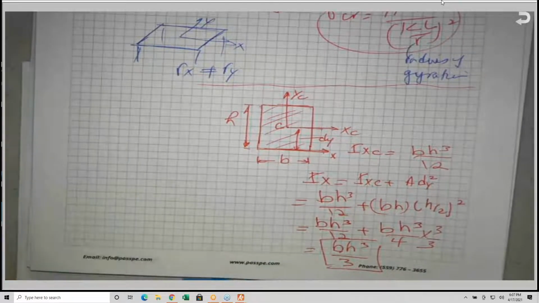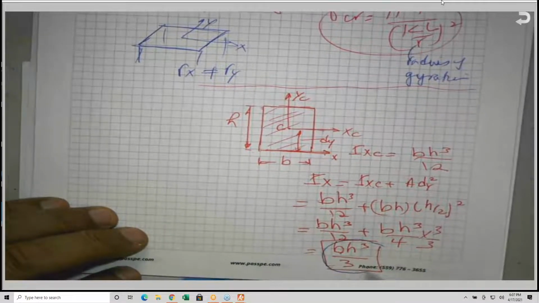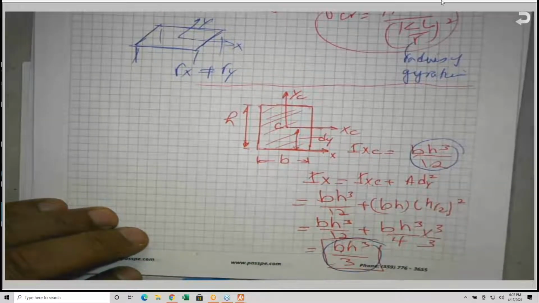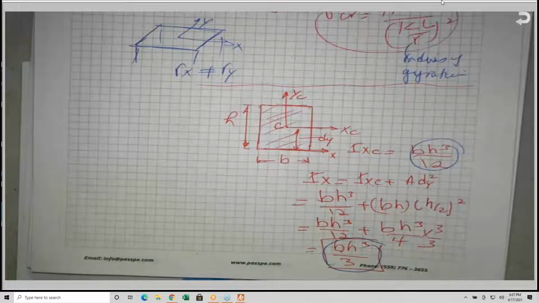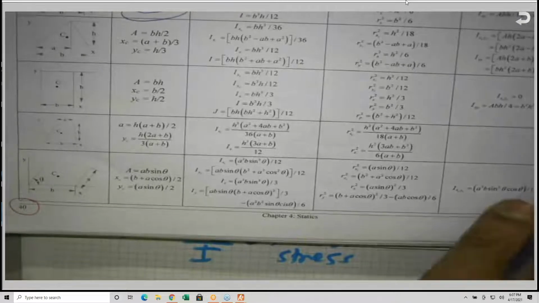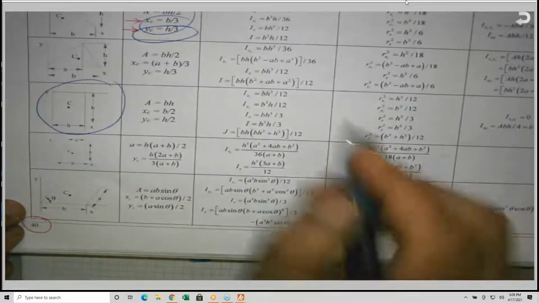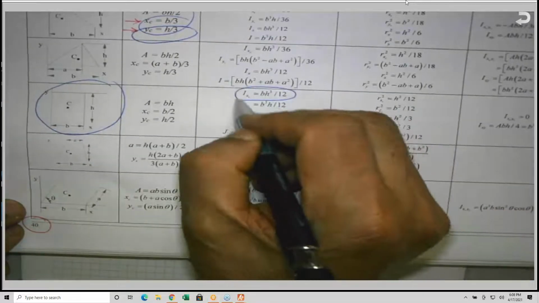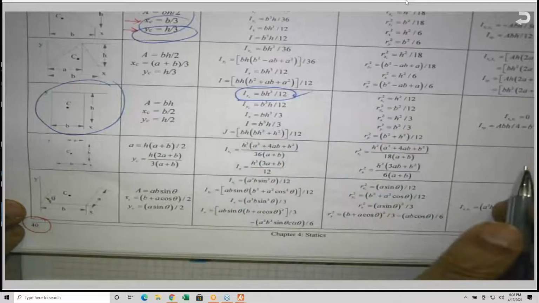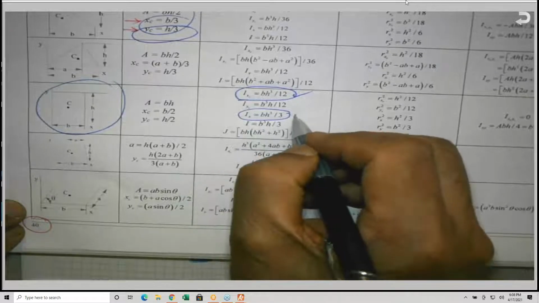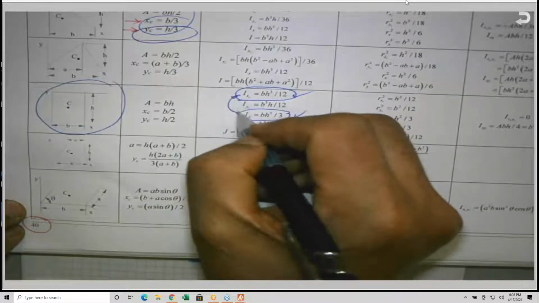So I have two numbers, and you will see them in the NCEES, BH cubed divided by 3 and BH cubed divided by 12. But we need to know which one is which. Let's look at the NCEES. This is the table that I'm referring to, which is on page 40. And this is the rectangular shape I'm talking about. You will find that the IXC is equal to BH cubed over 12. Here it is. But if you look at the IX, you will find it is BH cubed divided by what? 3. There is a huge difference between these two.